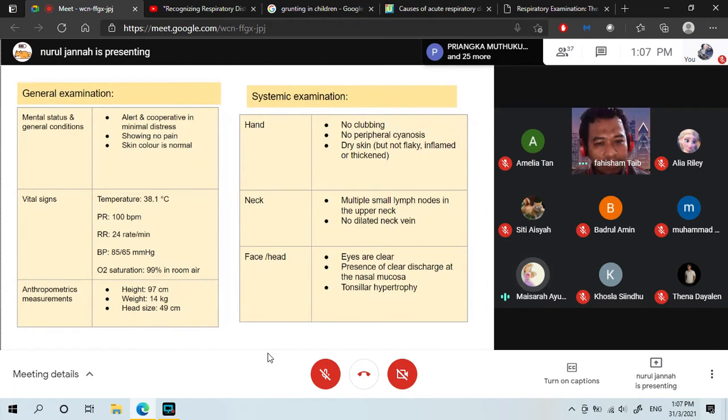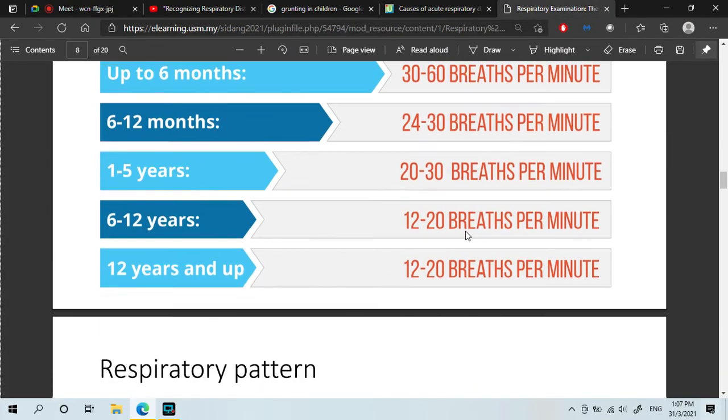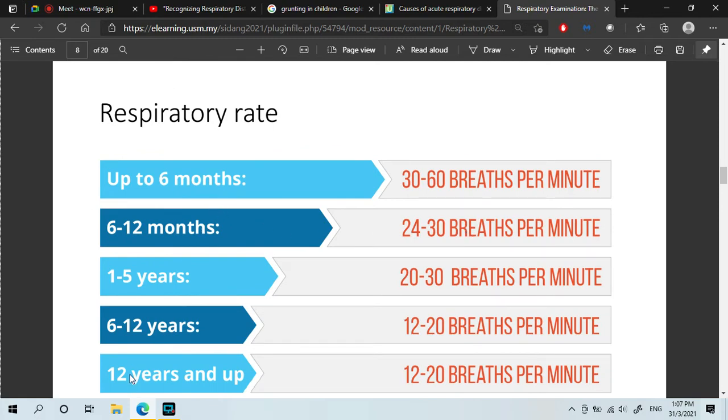And for the vital signs, the temperature is 38.1 degrees Celsius. The pulse rate is 100 BPM. The respiratory rate is 24 breaths per minute. The blood pressure is 85/65 millimeters of mercury, and the oxygen saturation is 99% in room air.